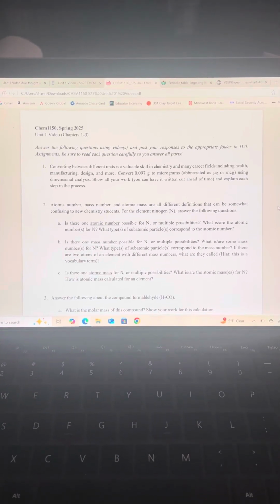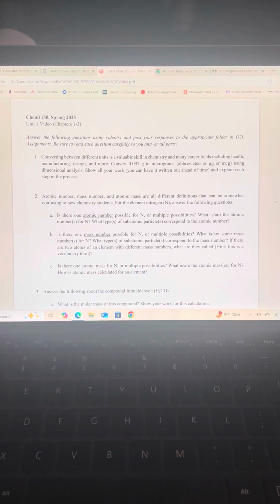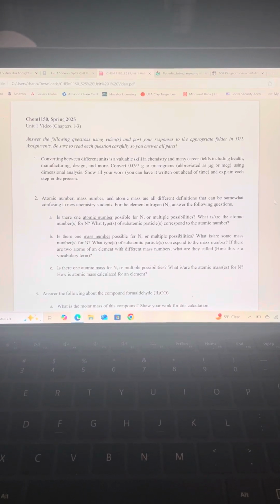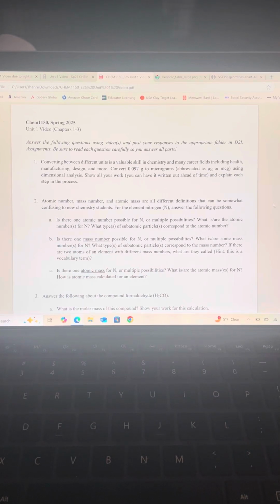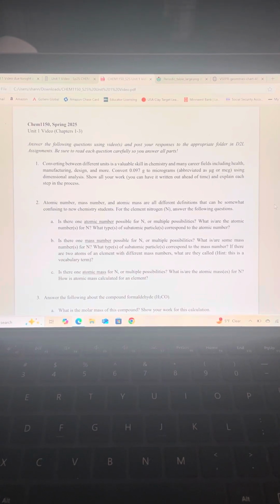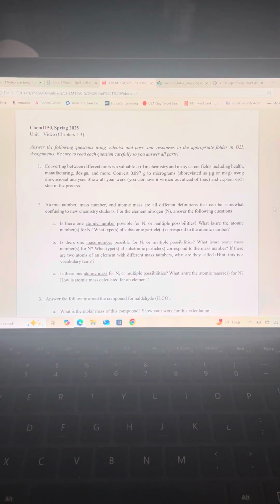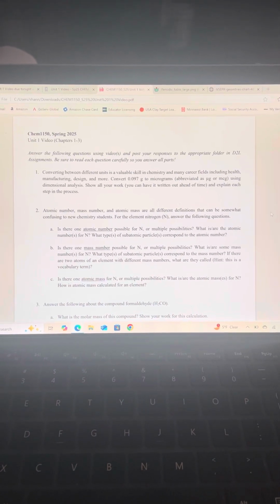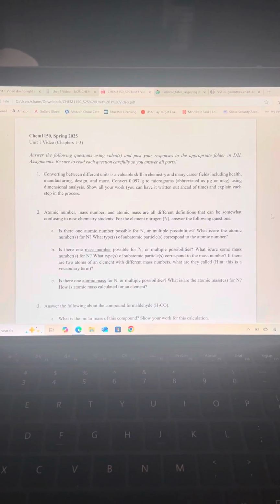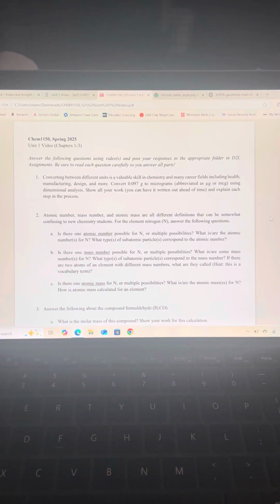Now question 2. Atomic number, mass number, and atomic mass are all different definitions that can be somewhat confusing to new chemistry students. For the element nitrogen, answer the following questions. Is there one atomic number possible for nitrogen, or multiple possibilities? What is/are the atomic numbers for nitrogen? What types of subatomic particles correspond to the atomic number?